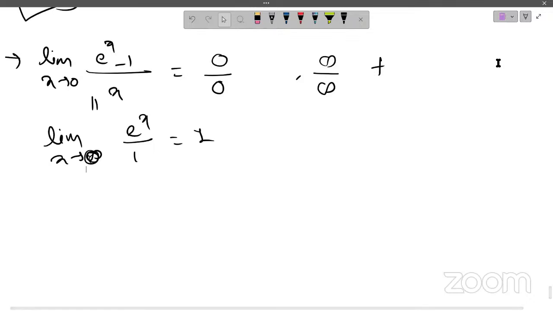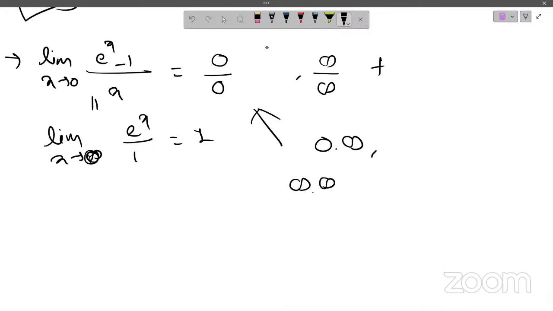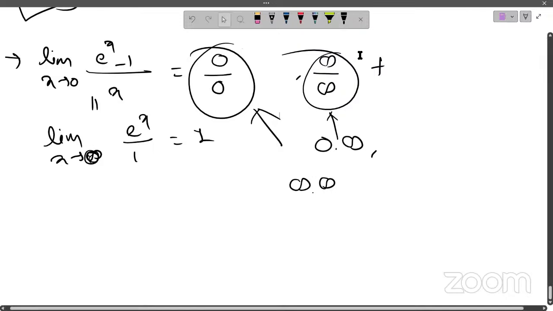Okay, thanks. And is it necessary to be precisely 0 by 0 or infinity by infinity? Yes, it is necessary. There are other indefinite forms, like 0 by infinity, infinity into 0, or infinity power 0, and we have to convert them into these forms. These are the only two forms where L'Hopital's rule can apply. For other forms, you have to convert them into 0 by 0 or infinity by infinity, and then apply it. That's the one thing you should remember.